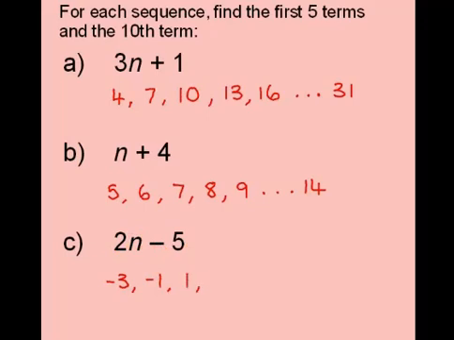For the third term, n would be 3, so I would have 6 minus 5, which is 1. For the fourth term, n would be 4, so I would have 8 minus 5, which is 3. For the fifth term, n would be 5, so I would have 10 minus 5, which is 5. For the 10th term, I have 2 times 10, which is 20, take away 5, 15.